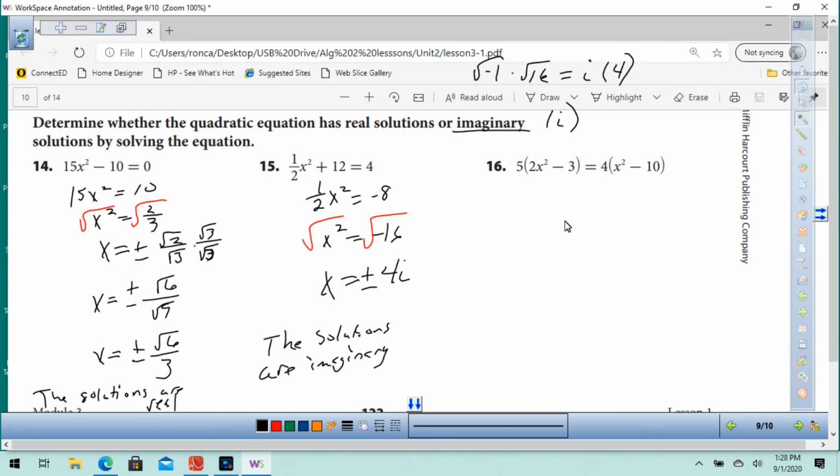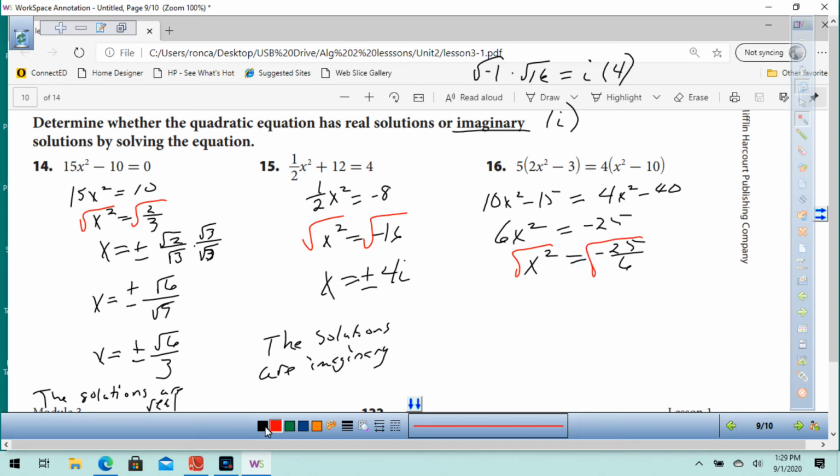Now what about this one here? Number 16. Well, let's get rid of the parentheses. We got 10x squared minus 15 equals 4x squared minus 40. Move that over there, that gives us 6x squared. Move that over there, and that gives us negative 25. Divide both sides by 6, and we got negative 25 over 6. We're going to take the square root of both sides.